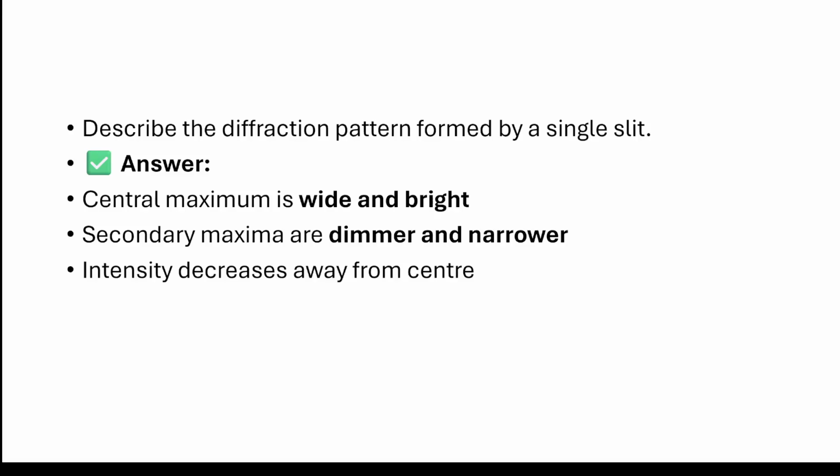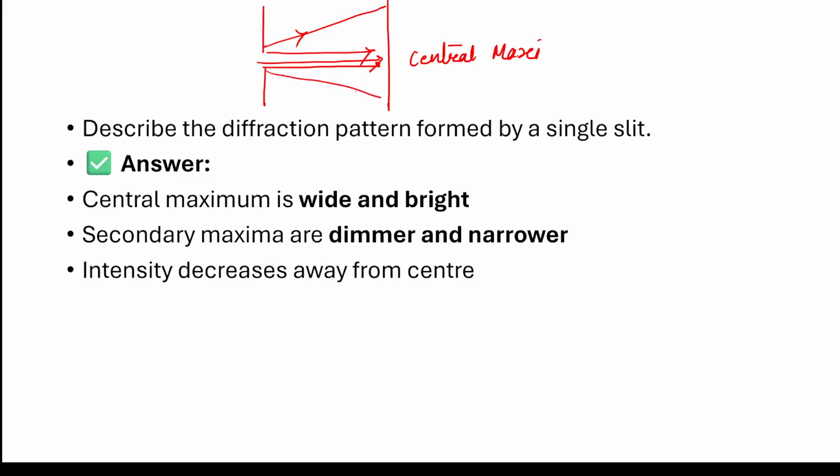And then the secondary maxima are dimmer and narrower. So as you go away from the slit, this is your slit and the screen, all the light is reaching here. So this is your central maxima. And as you go away from the central maxima, they become dimmer and dimmer, and of course narrower. So intensity decreases away from the center.